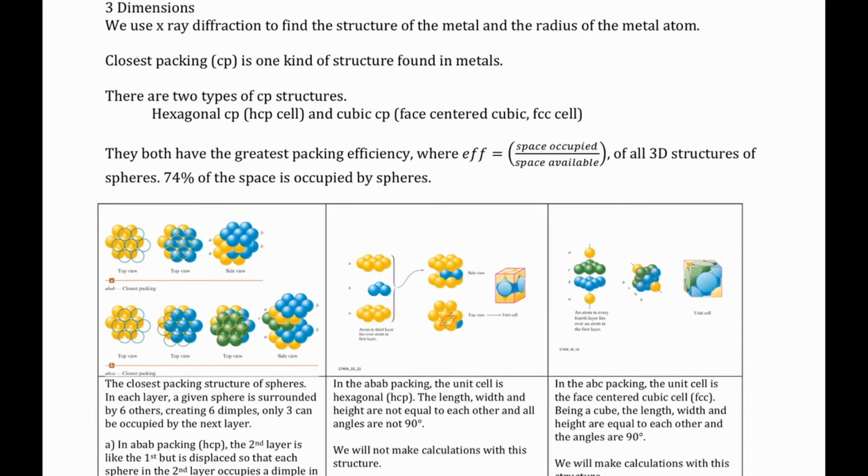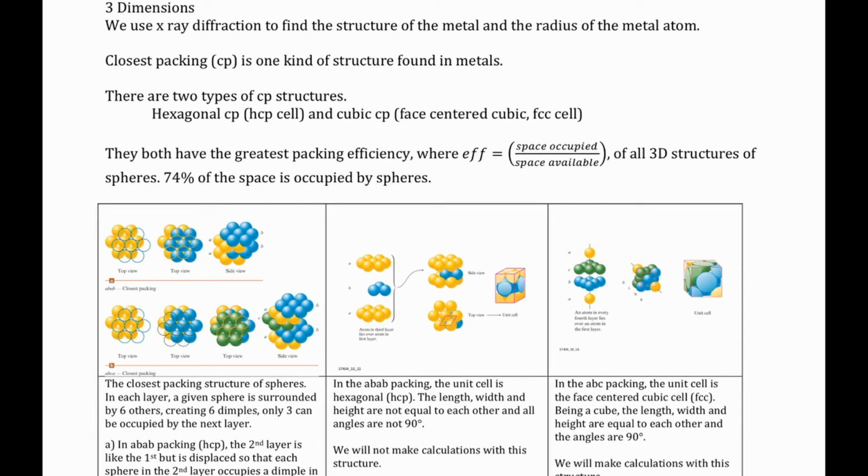So we get that information from experiment, and we apply our modeling using those numbers. Closest packing is one kind of structure found in metals. There's many kinds of structures, so closest packing is one. That's where the atoms are as close together as possible. There are 2 types of closest packing structures.